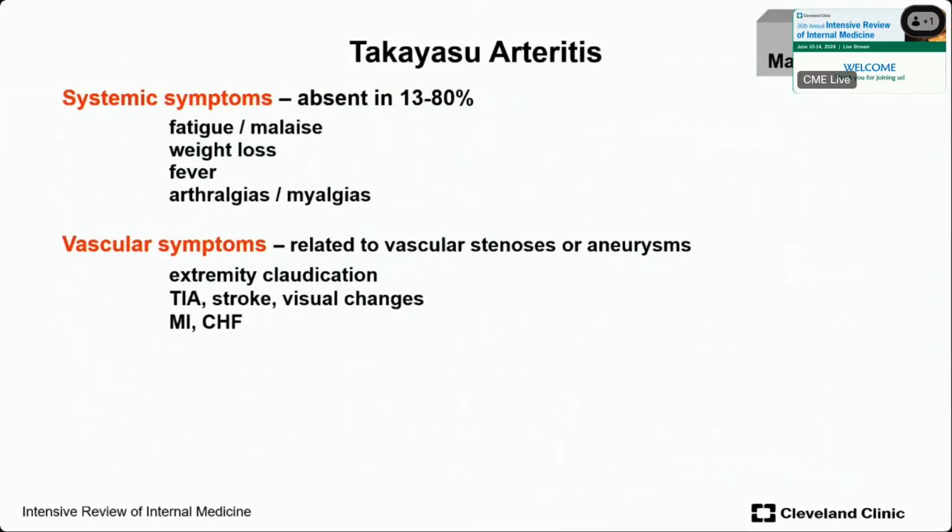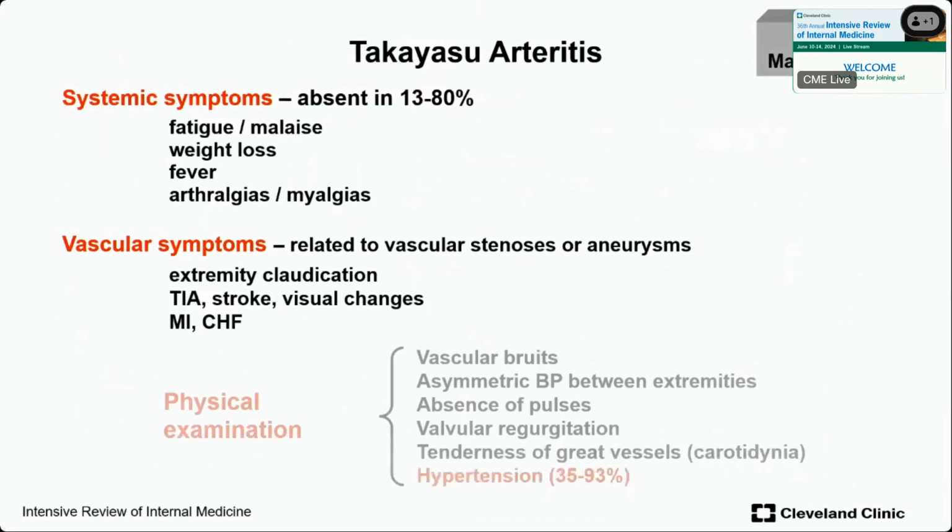Takayasu arteritis can present with either systemic or vascular symptoms. Systemic symptoms may be present, but also may be absent in up to 80% of patients. This can include fatigue and malaise, weight loss, fever, and pain in the joints and muscles. Vascular symptoms are related to vascular stenoses and aneurysms, and some of the more common features may include extremity claudication, TIAs and strokes, visual changes, myocardial infarction, or congestive heart failure.